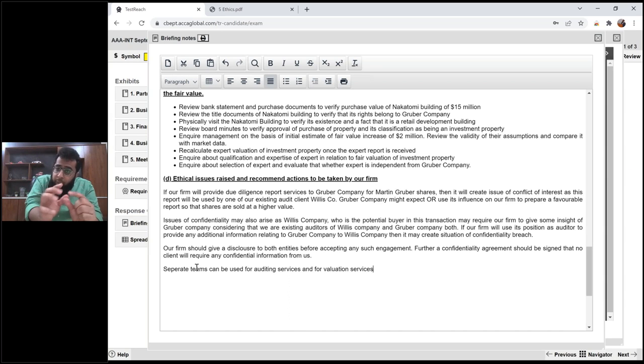Because when you use separate teams, they will not have access to the data. Okay. Now, one student has asked, sir, if we write 3 issues and 5 safeguards, will we get 8 marks? Yes, you will get 8 marks.